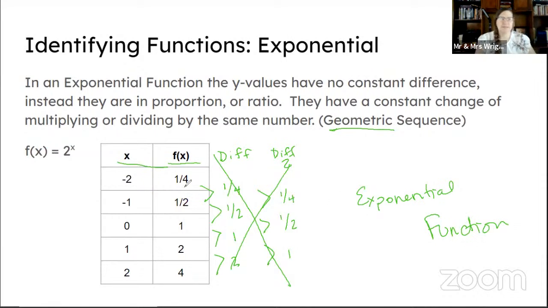All right, because they're being multiplied by a factor of 2 going down or divided by 2 going up. All right, so that's an exponential function. Is it growth or decay? Well, as x is increasing, what's happening to our y or our output? It is increasing as well. So this is an exponential growth function.